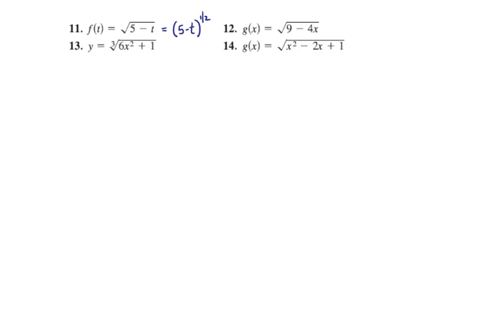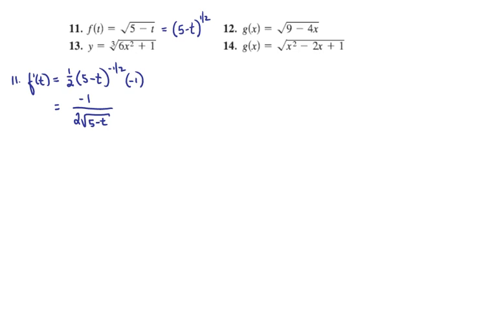So for example, problem 11 we'll simply rewrite as 5 minus t to the 1/2 power. Then the derivative f prime of t will simply be 1/2 times 5 minus t to the negative 1/2 power. Then we'll multiply by the derivative of the inside function, which is negative 1. You always have to remember that. Ending up with negative 1 over 2 times the square root of 5 minus t.